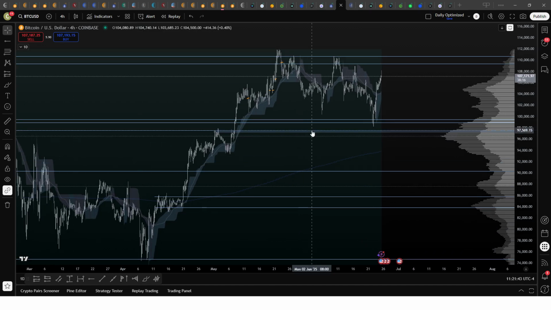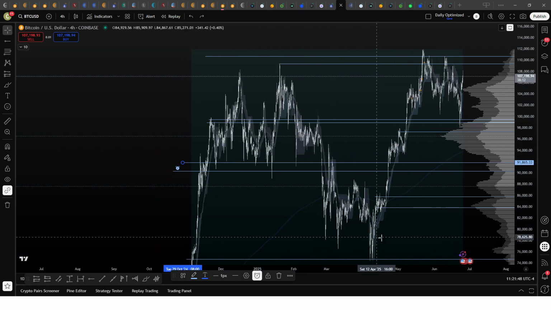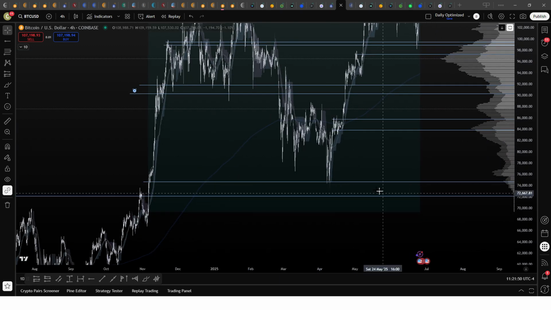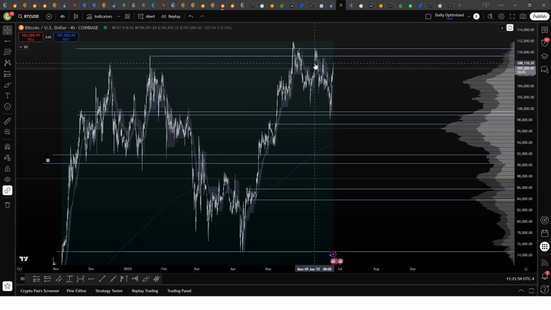Things are really, really oversold after a couple months of downtrend, and things are looking really bleak. We hit a high time frame level, and then we reclaim and keep moving up. That's a great example of when to use a level.